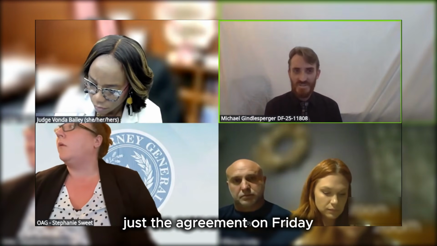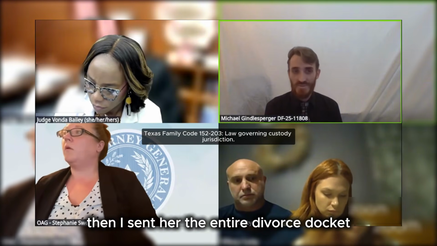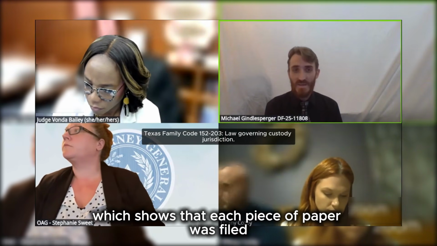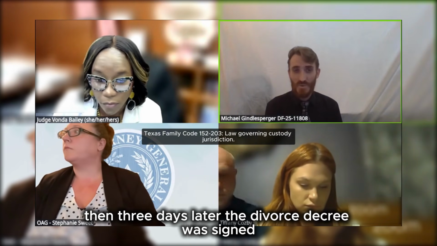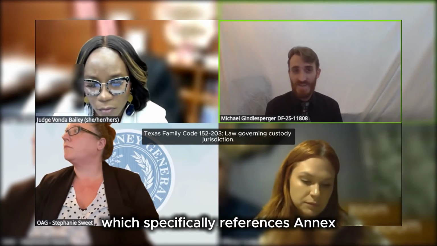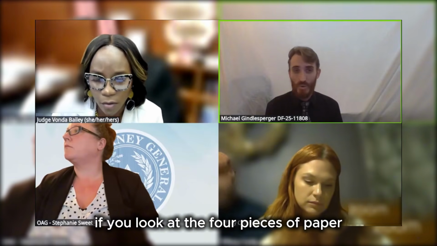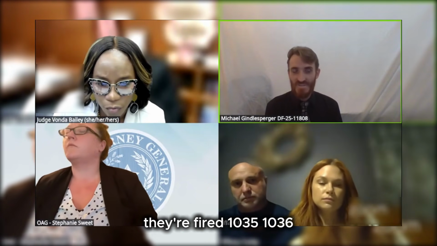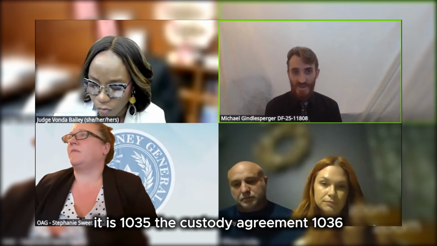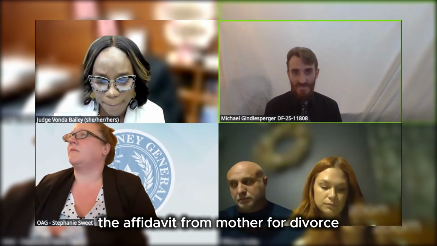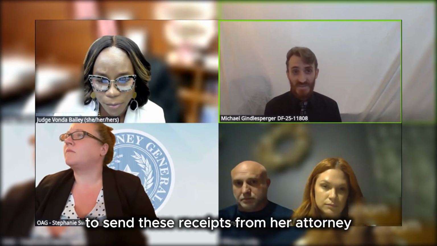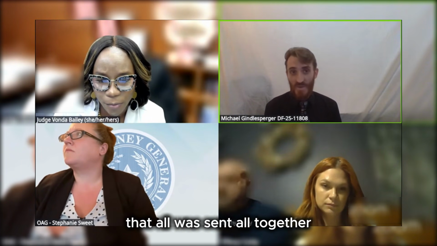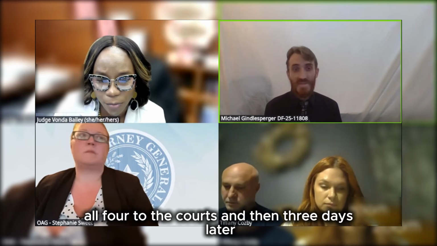Well, first I sent just the agreement on Friday. Then I sent her the entire divorce docket, which shows that each piece of paper was filed one right after the other. And then 3 days later, the divorce decree was signed, which specifically references the annexed settlement agreement. And again, if you look at the 4 pieces of paper, they're filed 1035, 1036, 1037, 1038. It is 1035, the custody agreement, 1036, the affidavit from mother for divorce, mine is the next one, and then the third one is the praecipe to send these, with receipts from her attorney, that all 4 were sent together to the courts. And then 3 days later, the divorce decree was finalized.